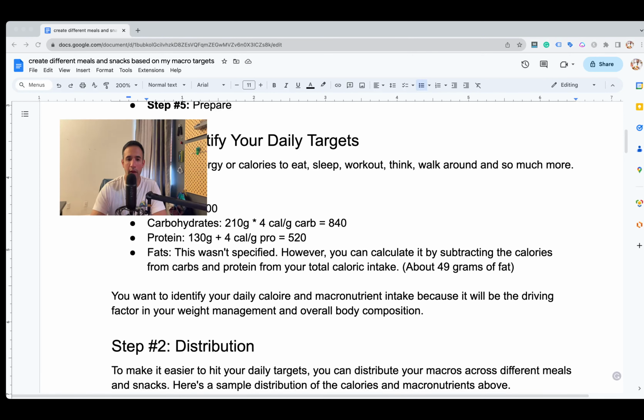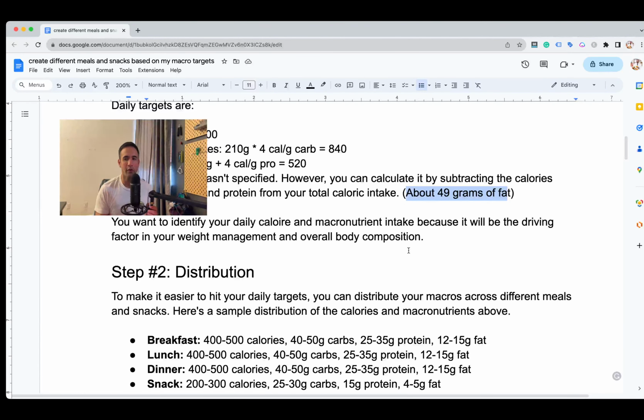Now, fat, unlike carbohydrates and protein, has about 9 calories per gram. So we can take that 440 calories and divide it by 9 to give us the number of grams of fat. We have about 48.8888 grams of fat, so I just rounded that up to 49 grams of fat. So now we have our targets: 1,800 calories, 210 grams of carbohydrate, 130 grams of protein, and about 49 grams of fat.